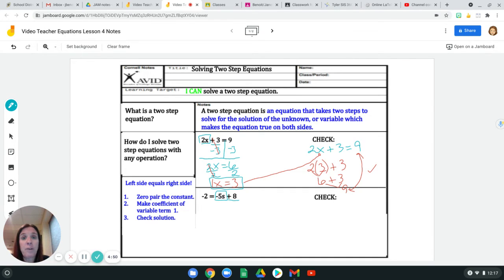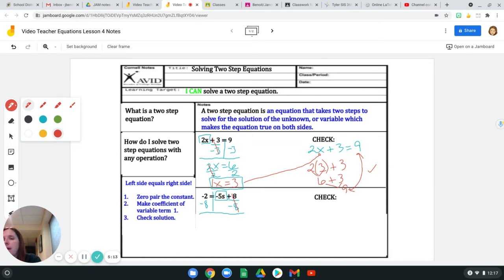We need to zero pair that. What makes a 0 with positive 8? Negative 8 is right. So we're going to put a -8 on both sides and draw that wall. And we're going to see that -8 disappear on the right because now we moved it to the left.